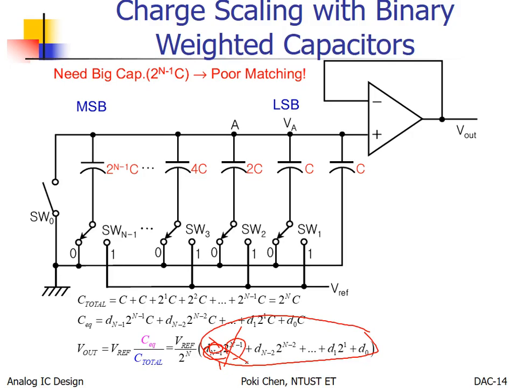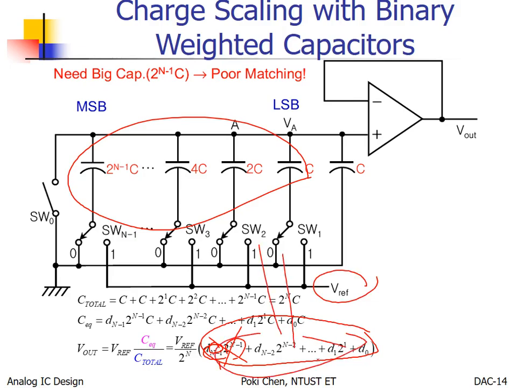That's it. So for all those capacitors, switch to V reference equivalent to this. Simply because if the control bit is 1, it will be counted. If it is 0, it won't be counted. Very, very simple. Okay? So the final result will look like this.